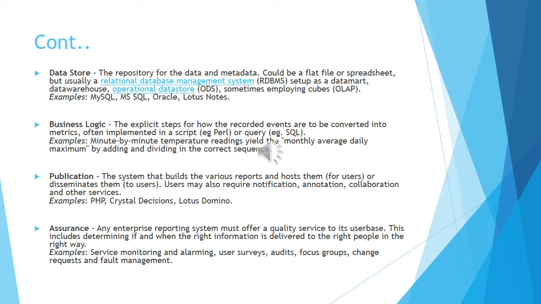Next component is assurance. Any enterprise reporting system must offer a quality service to its user base. This includes determining if and when the right information is delivered to the right people in the right way. For example, the service monitoring and alarming, user surveys, audits, focus groups, change request and fault management.